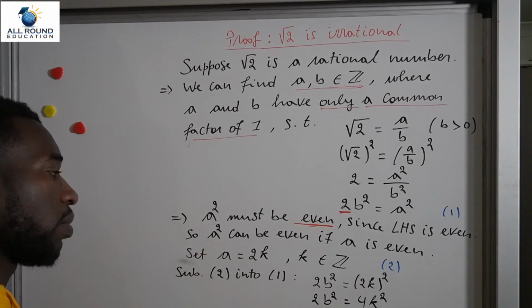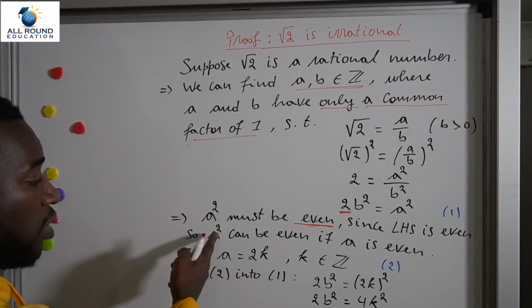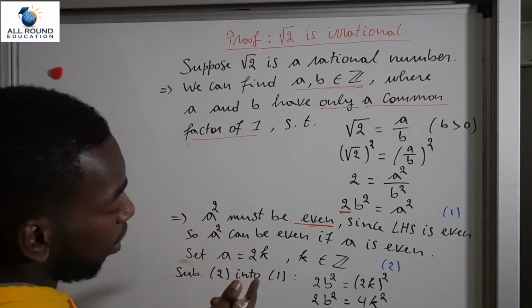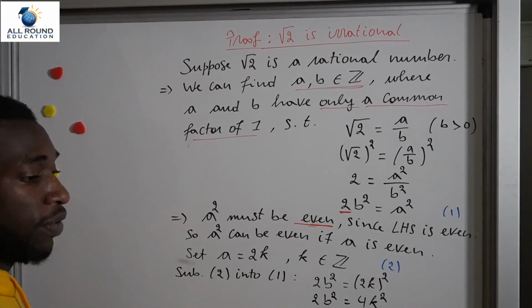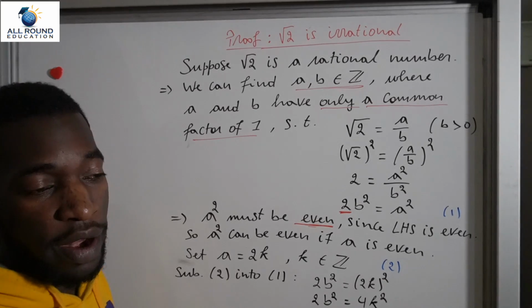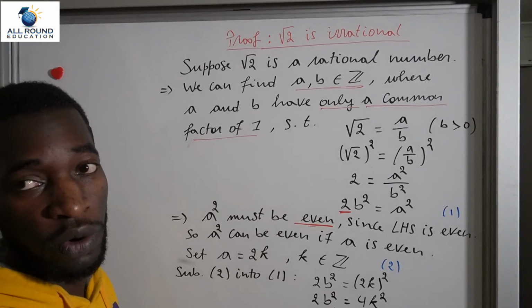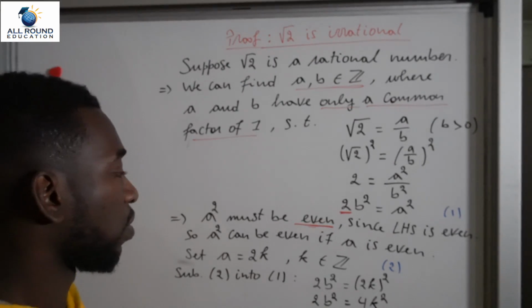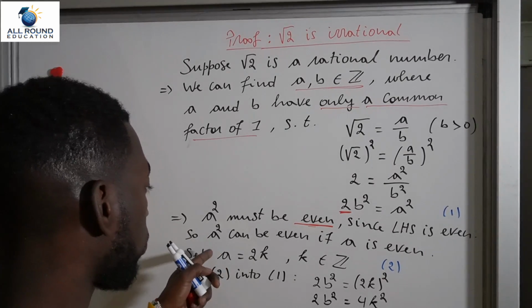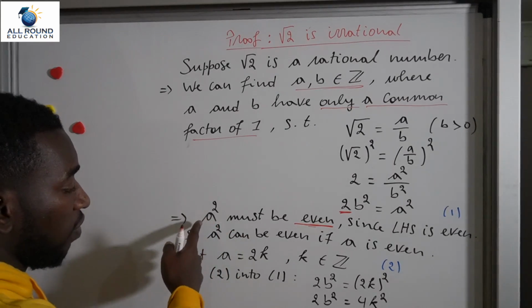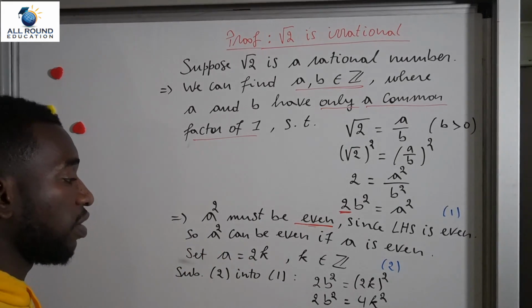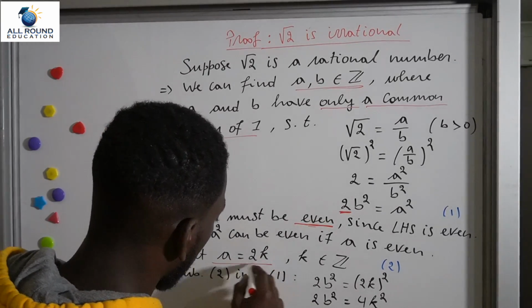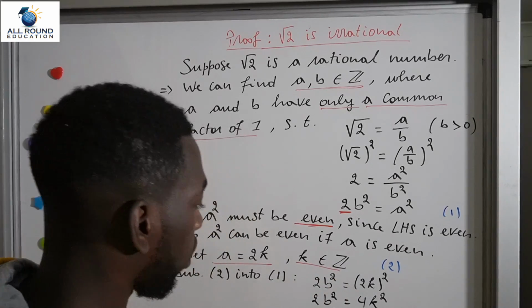Now, what does that mean? a squared is even if a is even. So if a is even, we can guarantee that a squared is even. For instance, 9 is not an even number, even though 3 squared is 9. So just because it's squared doesn't mean it's even. However, if a squared is even, that means a itself has to be even. And that's why we set a equals 2k, where k is another integer.